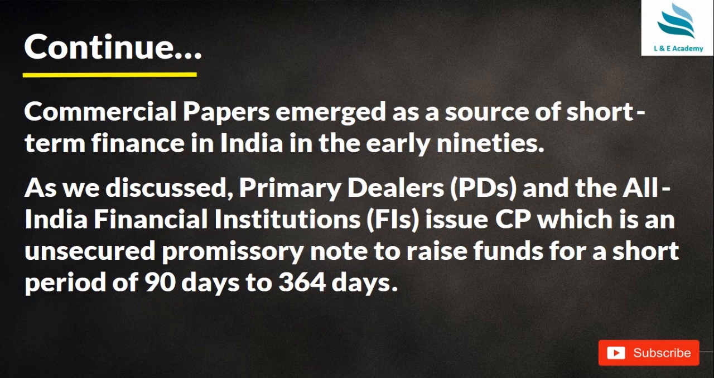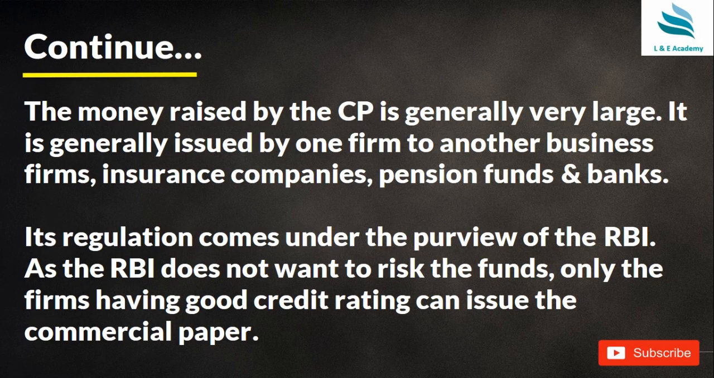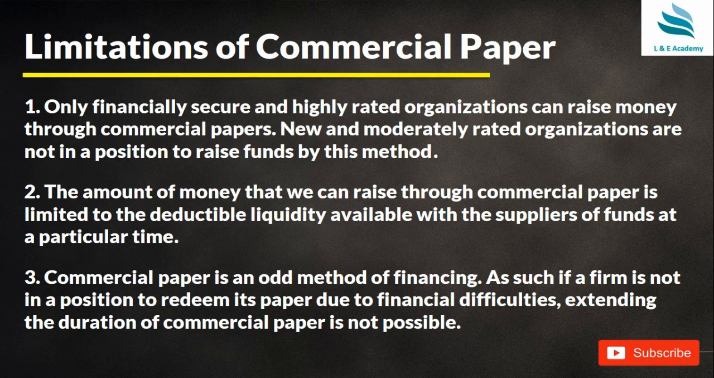Commercial papers emerged as a source of short-term finance in India in early 90s. As we discussed, primary dealers, people who are responsible for dealing with commercial papers, and all India financial institutions issue commercial papers, which is an unsecured promissory note to raise funds for a short period of 90 days to 364 days. The money raised by commercial papers is very large. It is generally issued by one firm to another business firm, insurance company, pension funds, and banks. Its regulation comes under the purview of RBI, as the RBI does not want to risk the funds. Only the firms having good credit rating can issue the commercial papers.